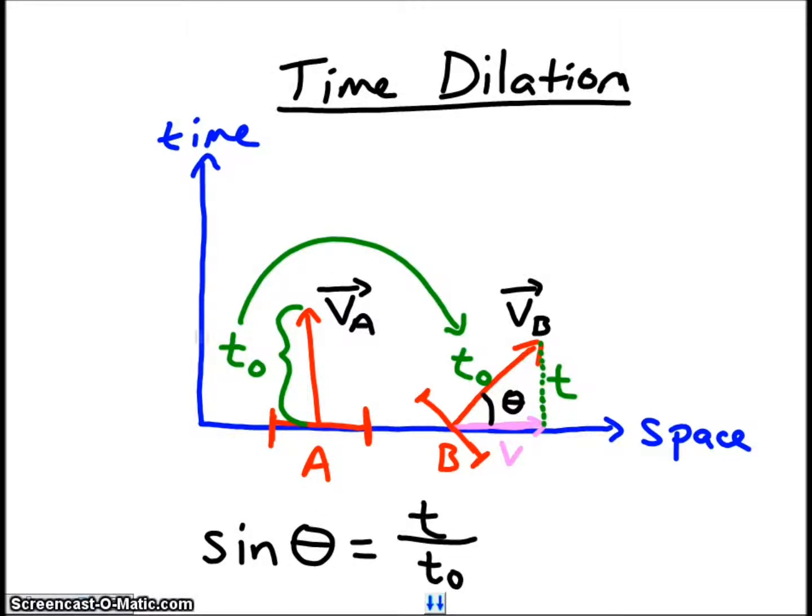So the amount of time that will pass for rocket ship B relative to rocket ship A will be measured by the vertical dotted line that I have here, and I have it labeled as T. So this will be the time as measured by A. T sub 0, you can think of this as the proper time, or you can think of it as the rest time. We get that sine of theta is opposite over hypotenuse, so we're going to get T divided by T sub 0 for sine of theta.